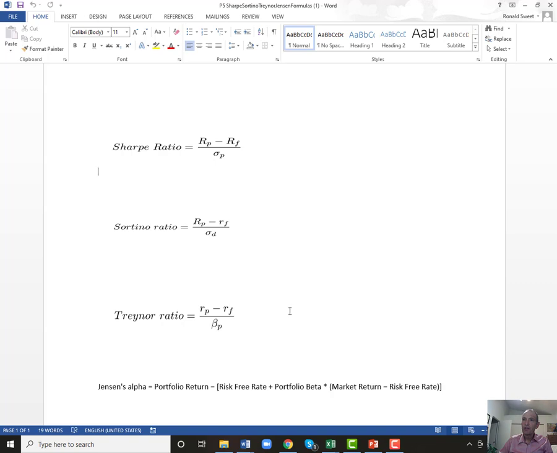The Sortino ratio is your return minus the risk-free rate over the standard deviation of the downside. The Treynor ratio is your return minus the risk-free rate over the beta of your portfolio. That one would make more sense for your portfolio. The Treynor ratio makes a lot of sense if you're looking at a mutual fund that's part of a bigger portfolio. The Jensen's alpha takes your return minus essentially the capital asset pricing model: the risk-free rate plus your beta times the market return minus the risk-free rate.